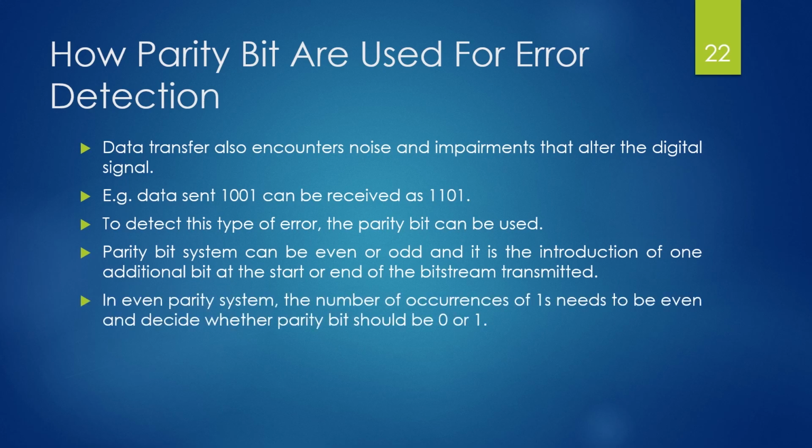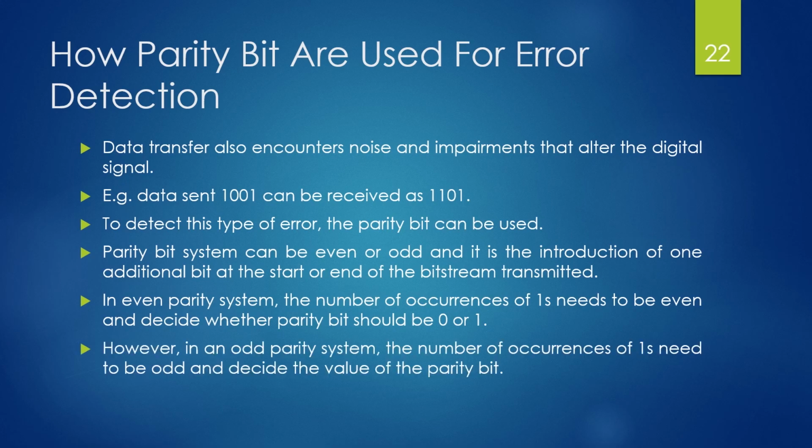In an even parity system, the number of occurrences of ones needs to be even, so you count the number of 1s, which has to be even, and decide whether the parity bit should be 0 or 1. However, in an odd parity system, the number of occurrences of ones needs to be odd, and then you decide on the value of the parity bit. So for odd parity, you count the number of ones.